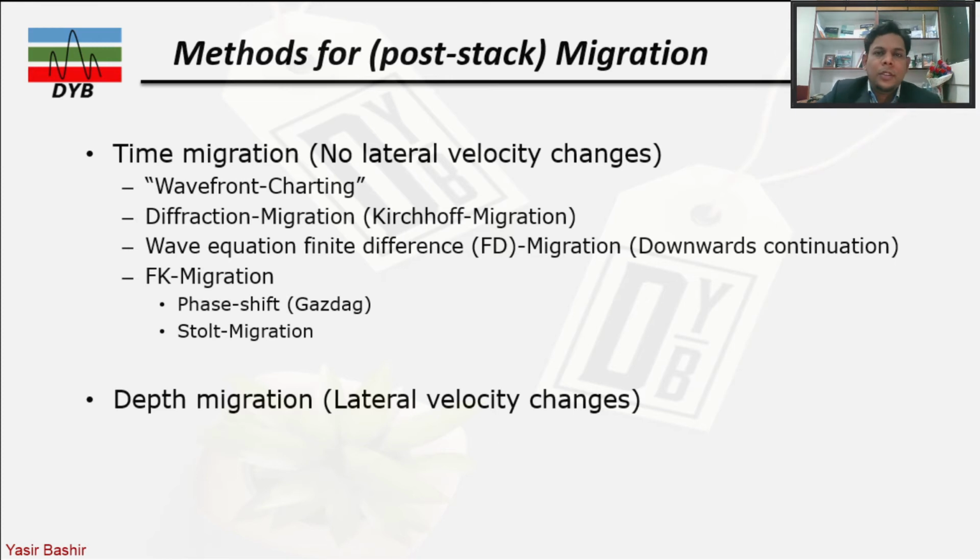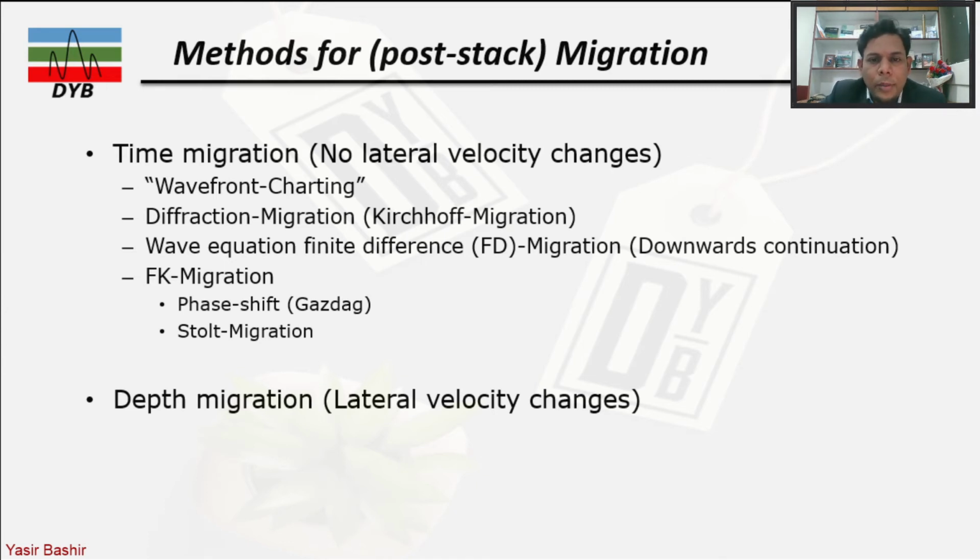So, methods for post-stack migration. Let's see here. In time migration, why do we use this over and under migration? When we have no lateral velocity changes, we only use time migration. In time migration, we have the diffraction migration, such as Kirchhoff migration, and we have wave equation finite difference migration, which is also called downward continuation. We also have discussed FK migration, which is phase shift, and Gazdag migration, Stolt migration also included in that.